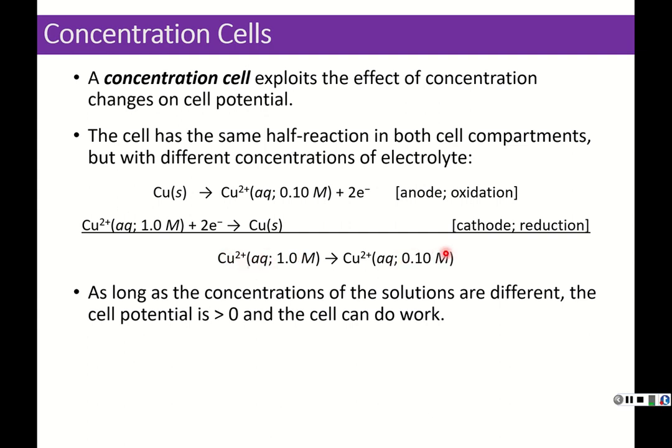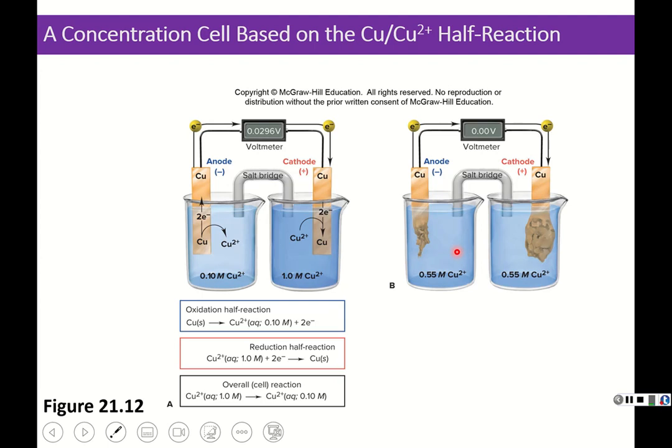As long as the concentrations of the solutions are different, the cell potential is going to be greater than 0, and it can do work, right? And the cell potential is based on the differences in these concentrations. So that would be shown in this figure, right? A darker blue solution here at the cathode, right?